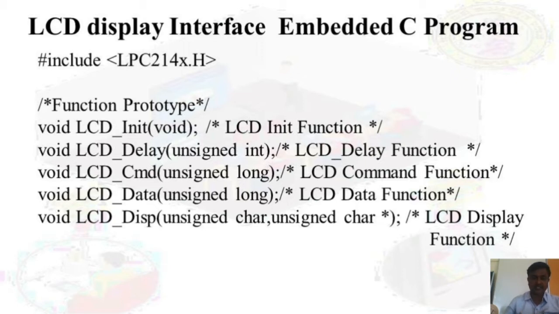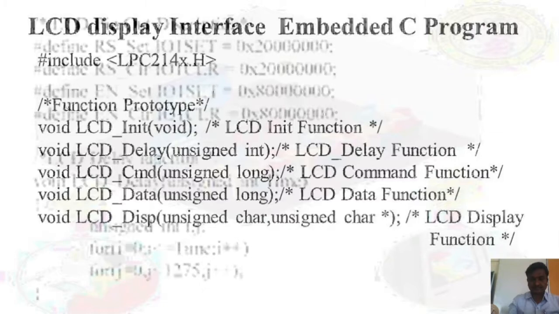This is for sending the data, we are writing the data, and another function we are using is void LCD_disp with unsigned char. Here, the LCD display function is used for displaying it. For this we are using two parameters, one for the command and one for the data.